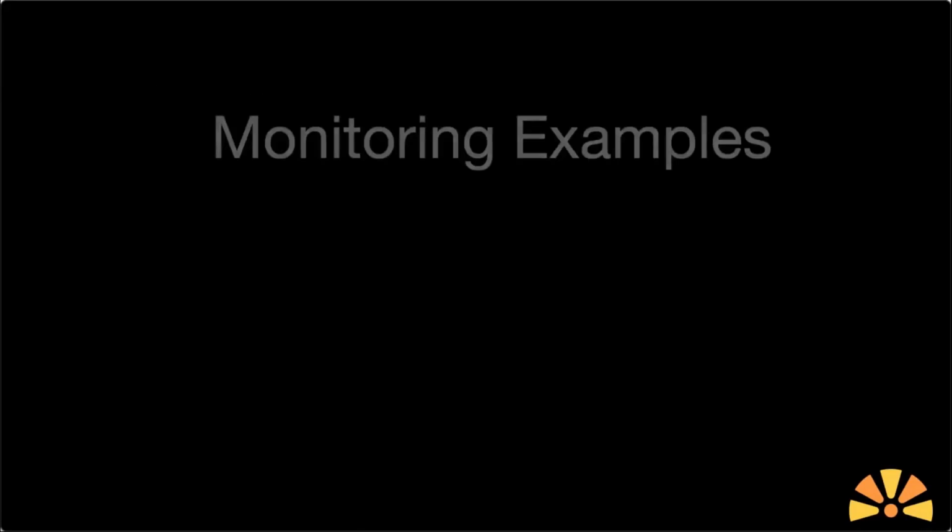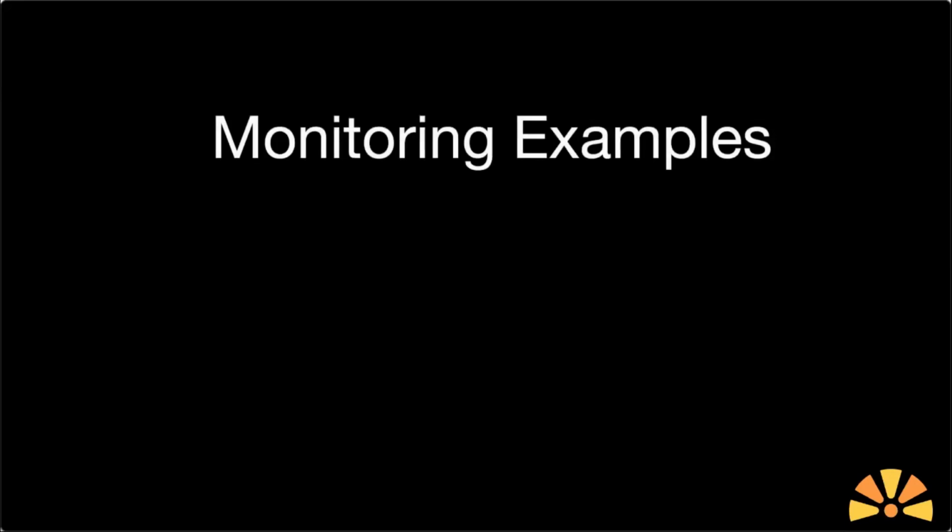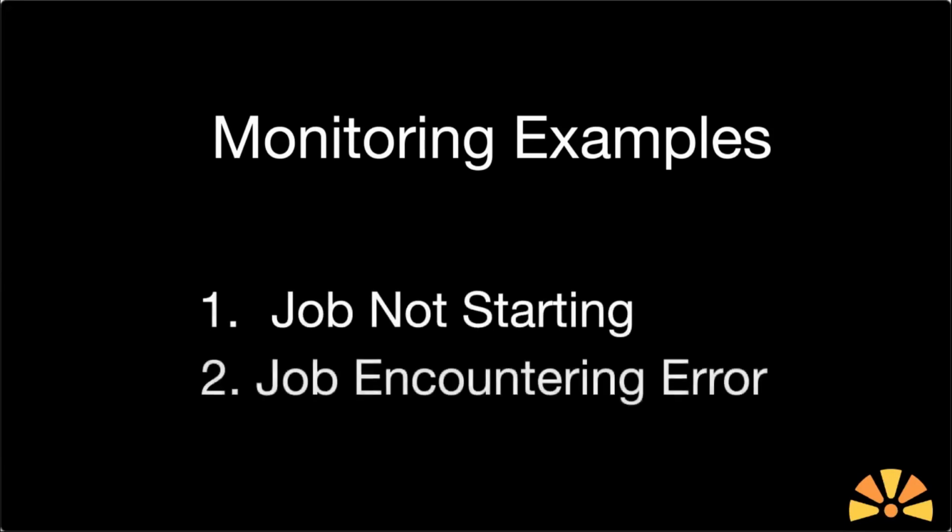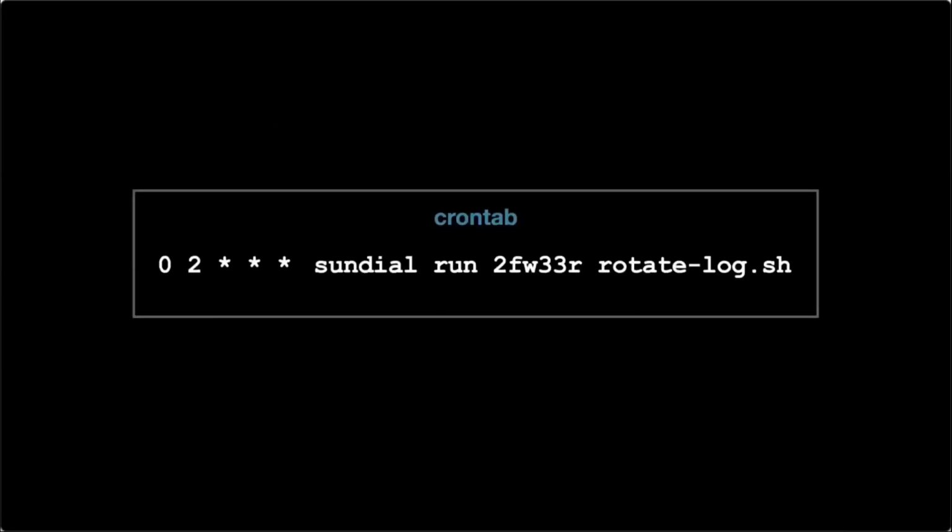We'll now take a look at 2 examples that go over in detail how communication sent from the Sundial run script and the task queues work together to deliver Sundial's monitoring functionality. Since this is a monitoring application intended to inform users when their jobs are not working, the examples we go over both include a failing job. The first example is a job which does not start, and the second is a job which is encountering a fatal error. Both examples use our favorite cron job, the log rotation script.